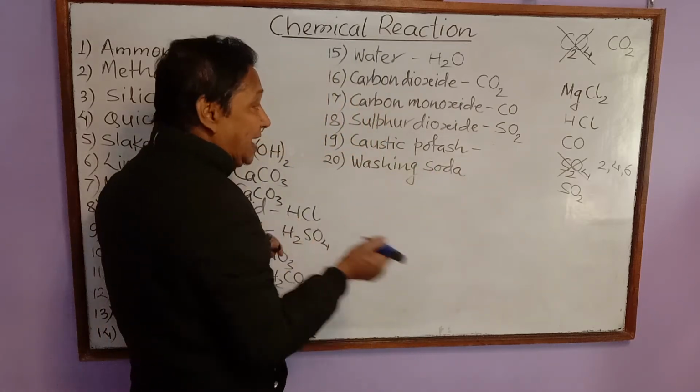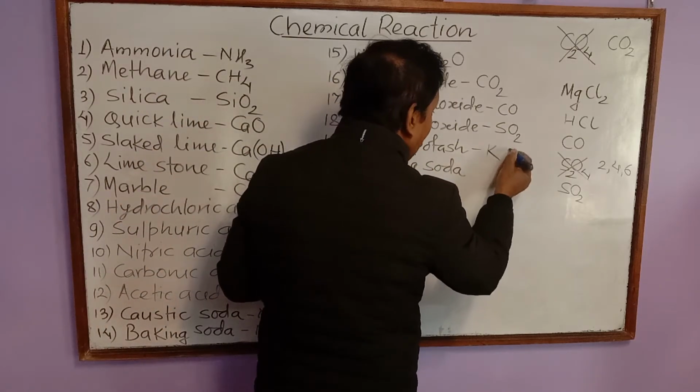Look at this, caustic potash. Caustic potash means potassium hydroxide.